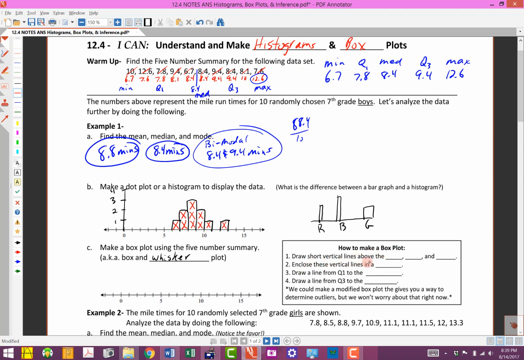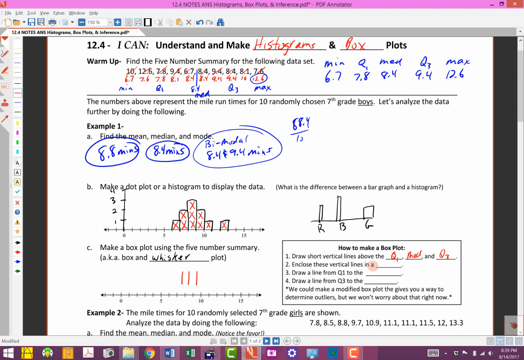So here's what we do to make a box plot. We draw short vertical lines above, get this, Q1, the median, and Q3. So above Q1, which is 7.8, so here's 6, 7, 7.8 would be about right there. We're going to draw short vertical lines, about that long. The median is 8.4, so that's about right there. And Q3 is 9.4, so that's about right there.